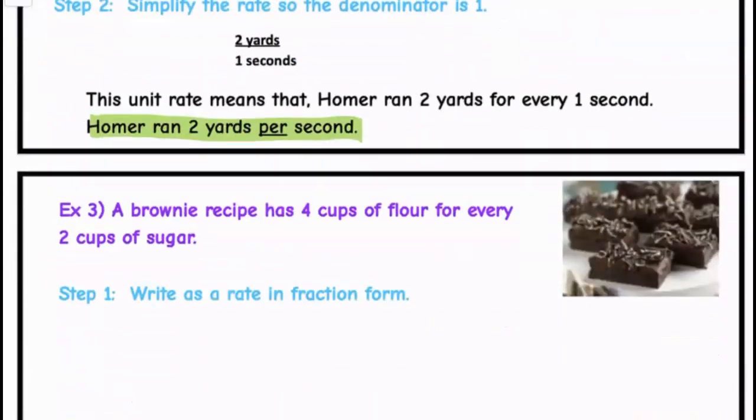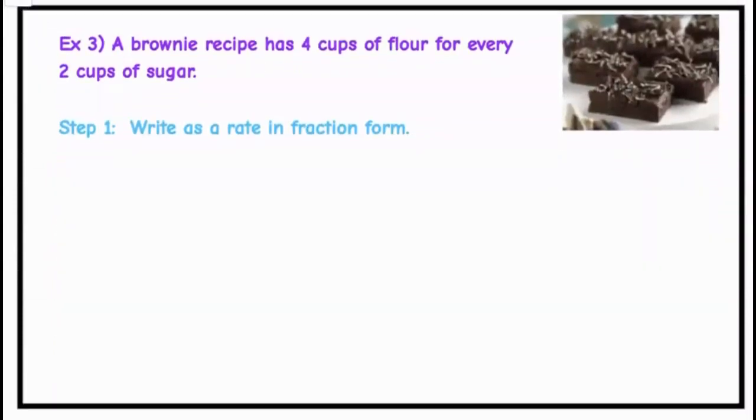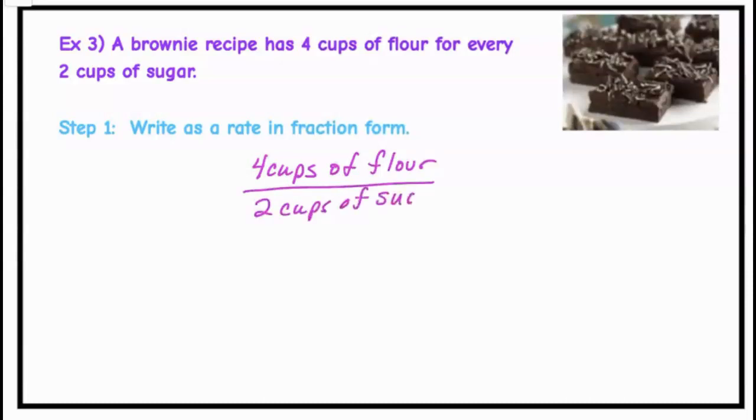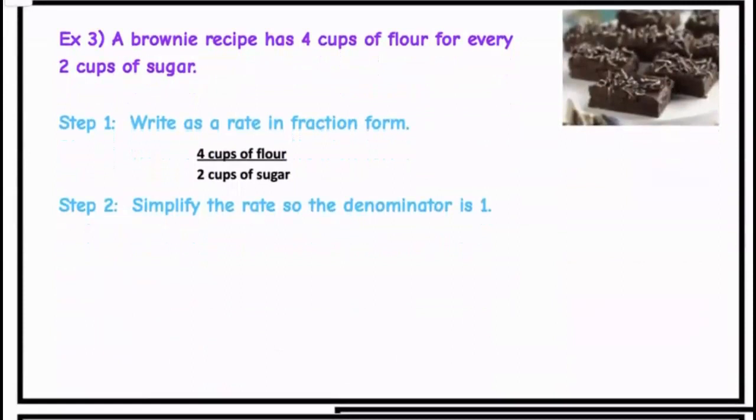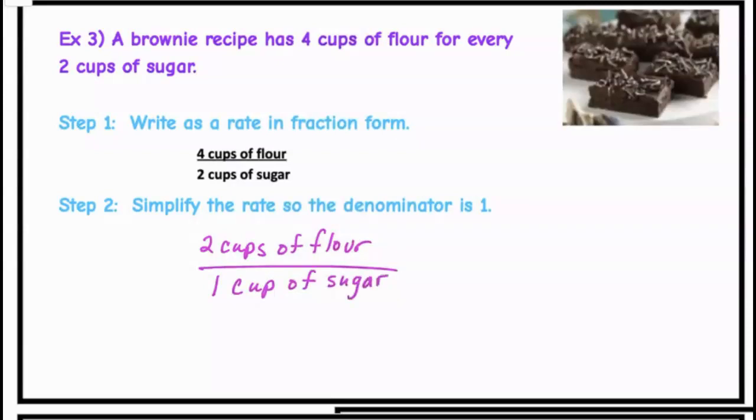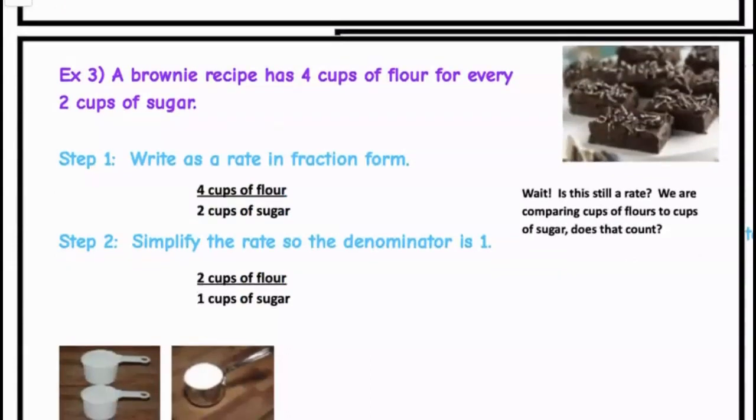All right, let's look at another example of brownies. So in this example, a brownie recipe has 4 cups of flour for every 2 cups of sugar. We want to write the rate in fraction form. So let's go ahead and write that we have 4 cups of flour for every 2 cups of sugar. Okay. Step 2 is to simplify the rate so the denominator is 1. So we are going to divide 4 by 2, and we get 2 cups of flour to 1 cup of sugar. And what that looks like is down here.